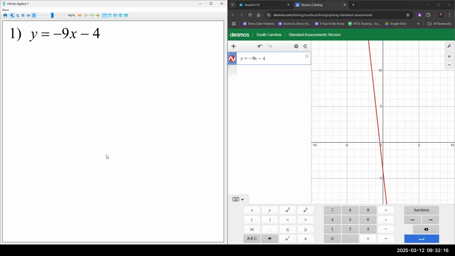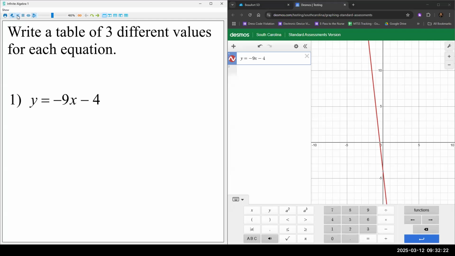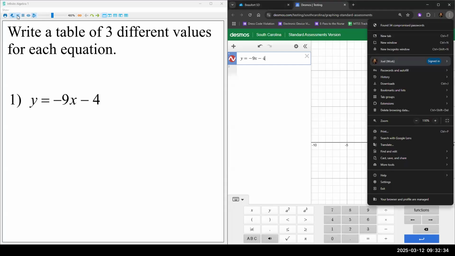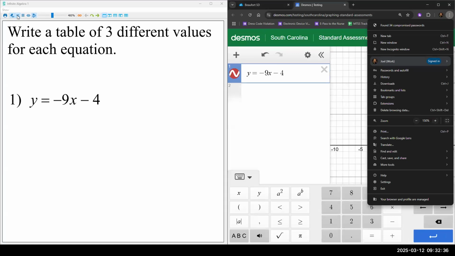I got my line there, but what does my instructions actually ask me for? A table of values, okay? So that means I'm not even worried about the graph. I don't care about the graph, I care about a table. So here's how I get to my table. We'll see if I can make this bigger. There we go.